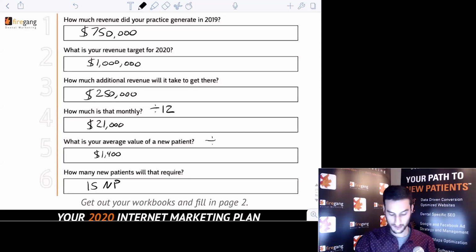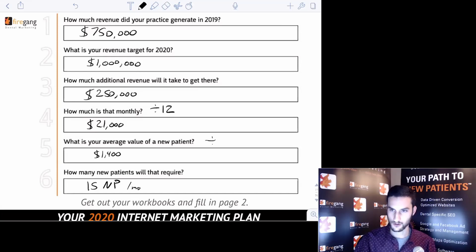So we did our breakdown here, and now we know that we need to get 15 more new patients every single month, and we'll be able to get from a $750,000 practice to a $1 million practice. When we break it down like that, that starts to make this goal of getting to $1 million seem very feasible. Okay, I feel that 15 new patients is an extremely realistic target to hit.